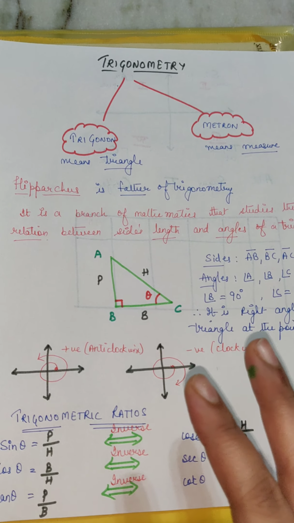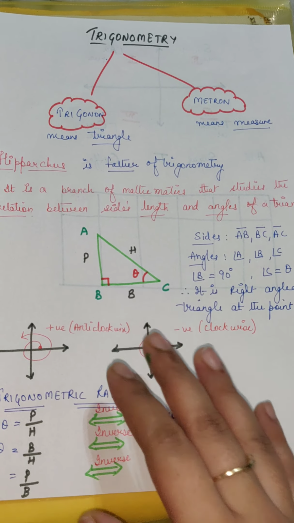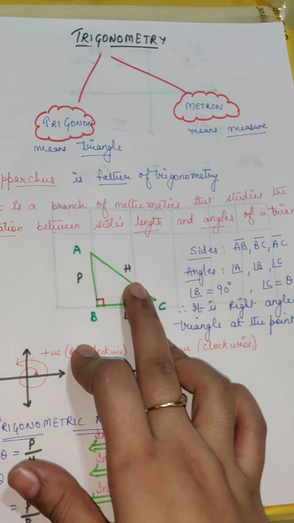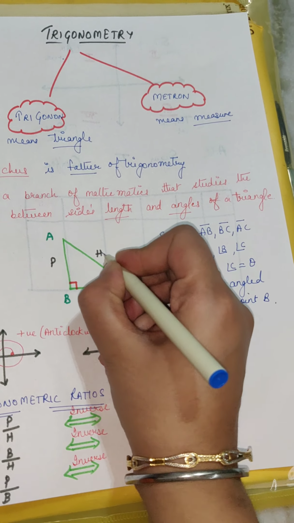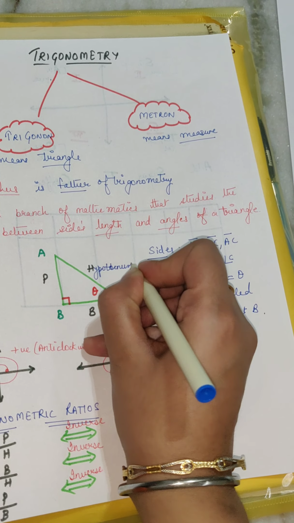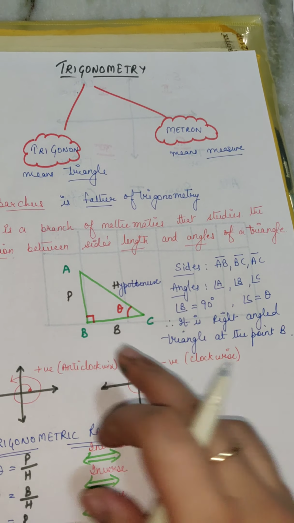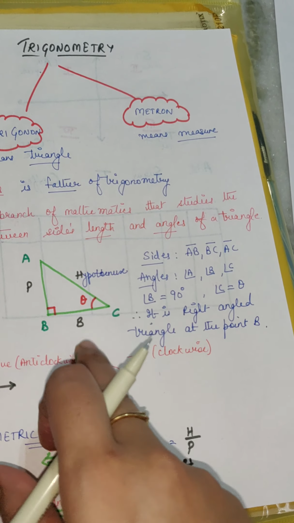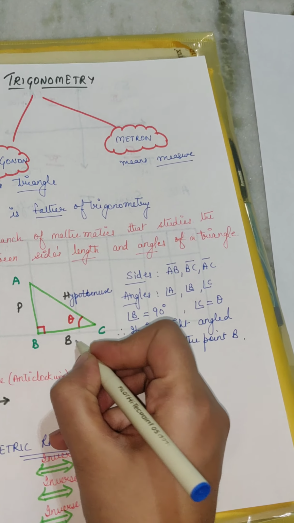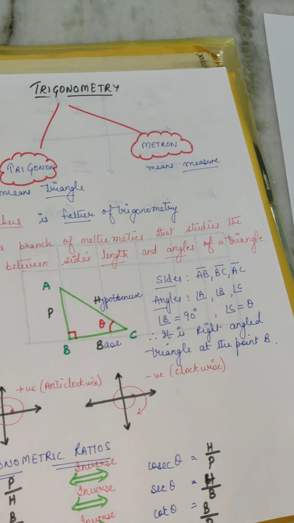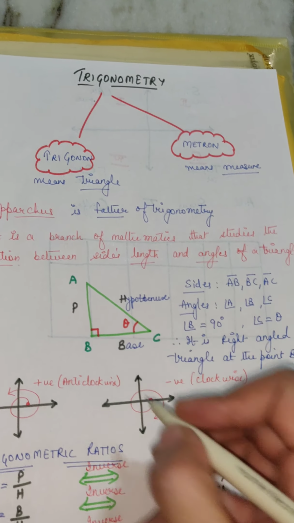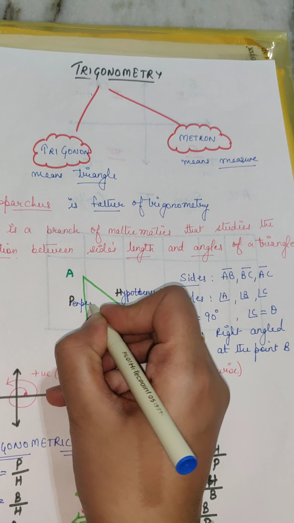Now in this right angle triangle we have three sides, right? The side opposite to the right angle is called the hypotenuse. And the side below, on which the triangle is standing, is called the base of the triangle. And the side which is the height of the triangle is called the perpendicular.